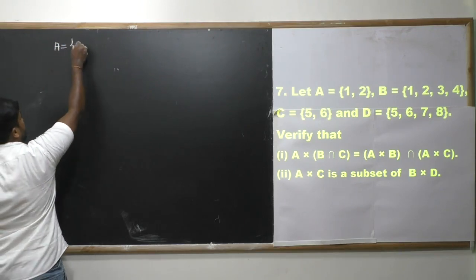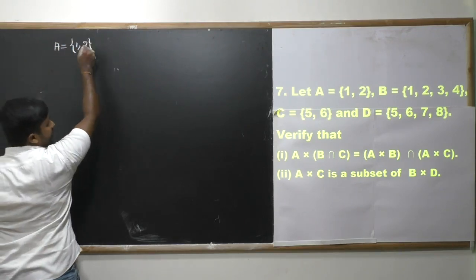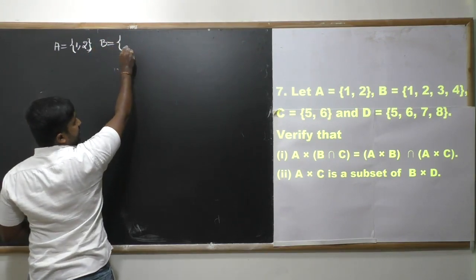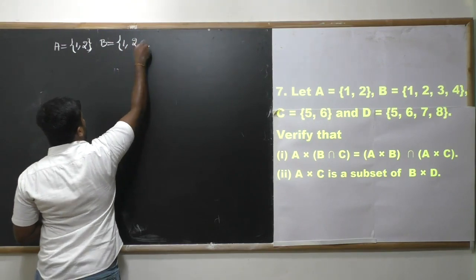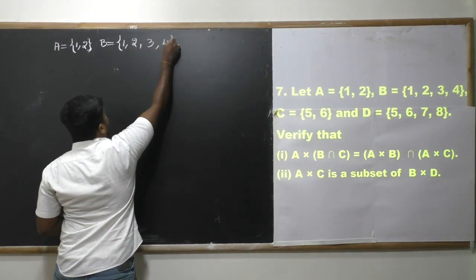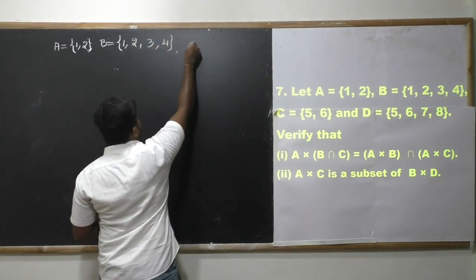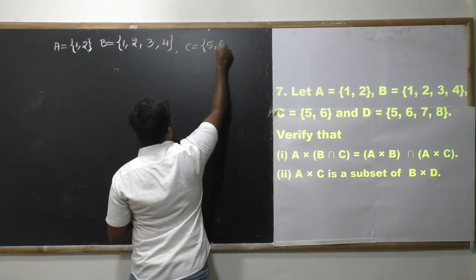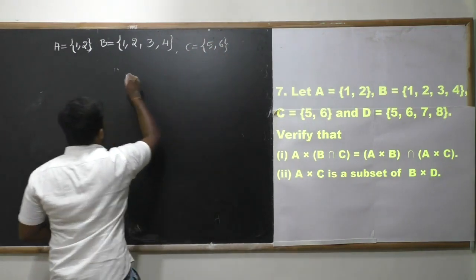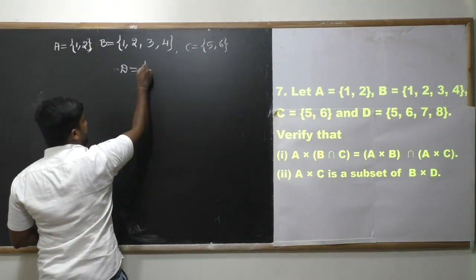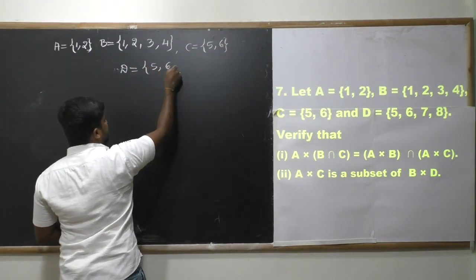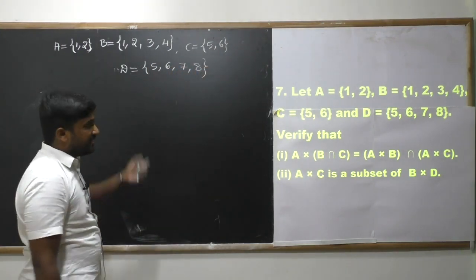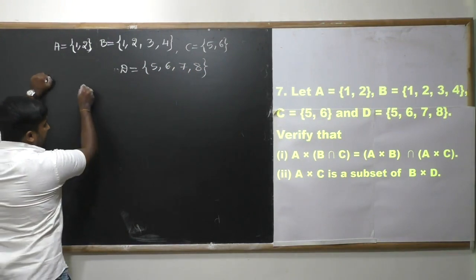A is equal to the set with elements 1, 2. B is equal to the set with elements 1, 2, 3, 4. C is equal to the set with elements 5, 6. And D is equal to the set with elements 5, 6, 7, 8. Correct? Now we verify the first result.